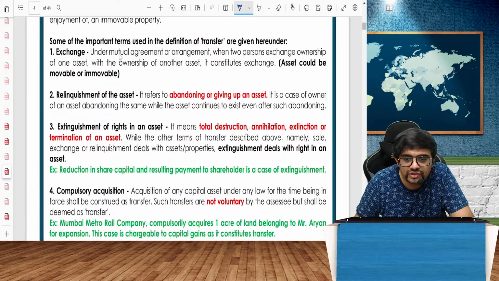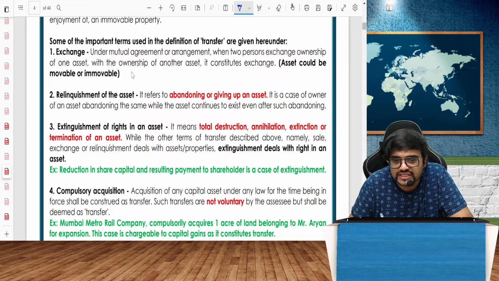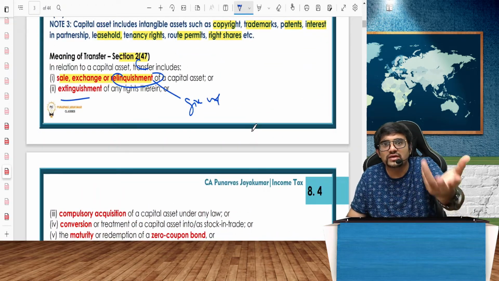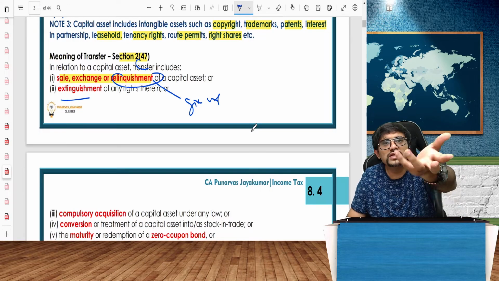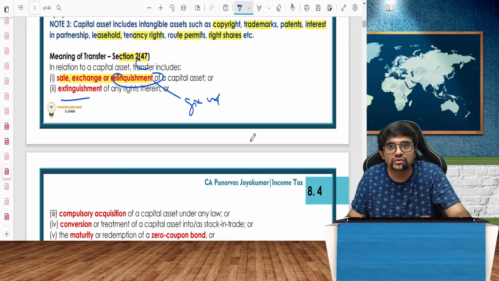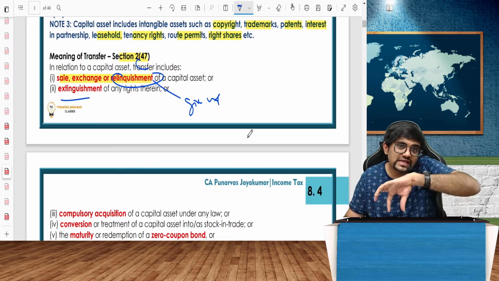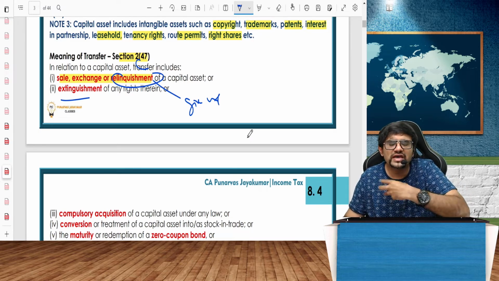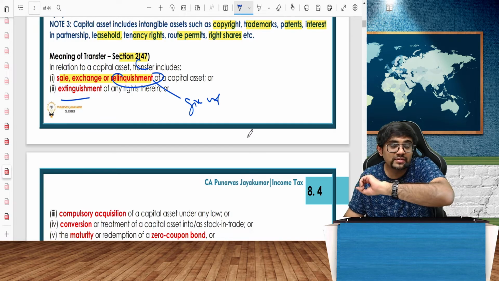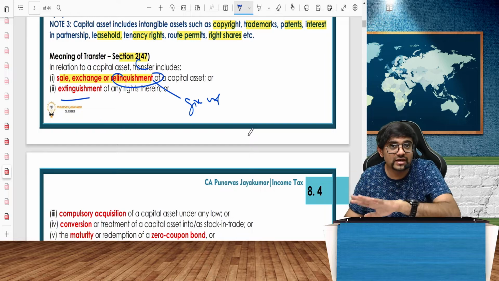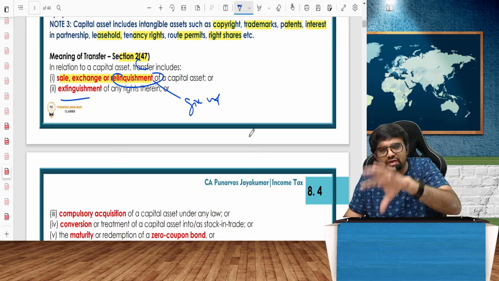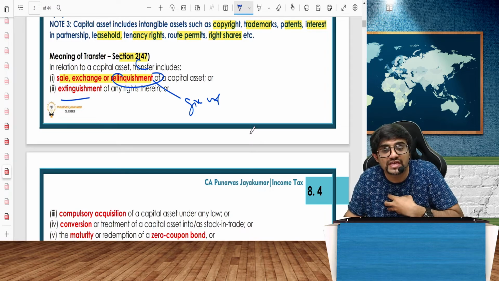Exchange. Under mutual agreement, when two persons exchange ownership of an asset, that is called exchange. I will give you my one capital asset, that is jewelry, and you will give me some other jewelry. So exchange. Relinquishment, I will give up my right to you. I'm not gifting you, but I'll give up my right for a lesser amount. So I have jewelry worth 1 crore, and I'm selling it to you at a lesser rate. In the previous class we saw that the rules will come into play if I'm selling at a lesser rate, but still less than the FMV, as we have seen. But it's okay, I'm selling at less. Is it relinquishment? Am I giving up my right?